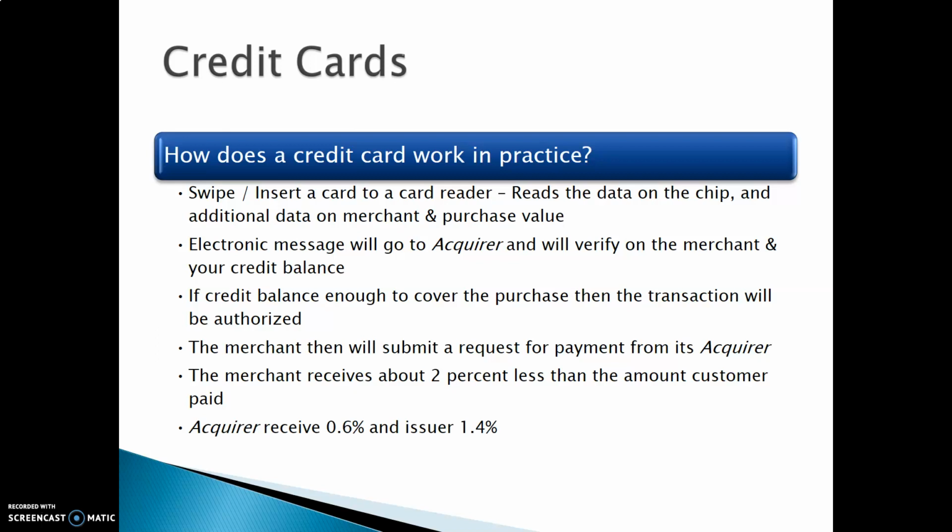Dia kata electronic machine will go to the acquirer, will verify the merchant and your credit balance. If balance is enough to cover the purchase, then the transaction will be authorized. The merchant will submit a request for payment from its acquirer. The merchant receives about 2% less than the amount the customer paid. Maksudnya di situlah dia akan dapatlah berapa peratus daripada bank akan bagi.